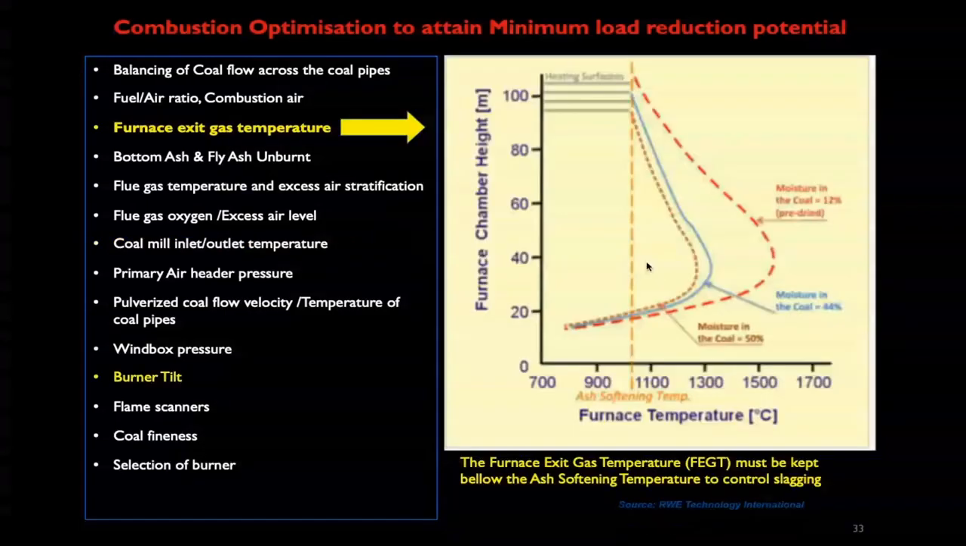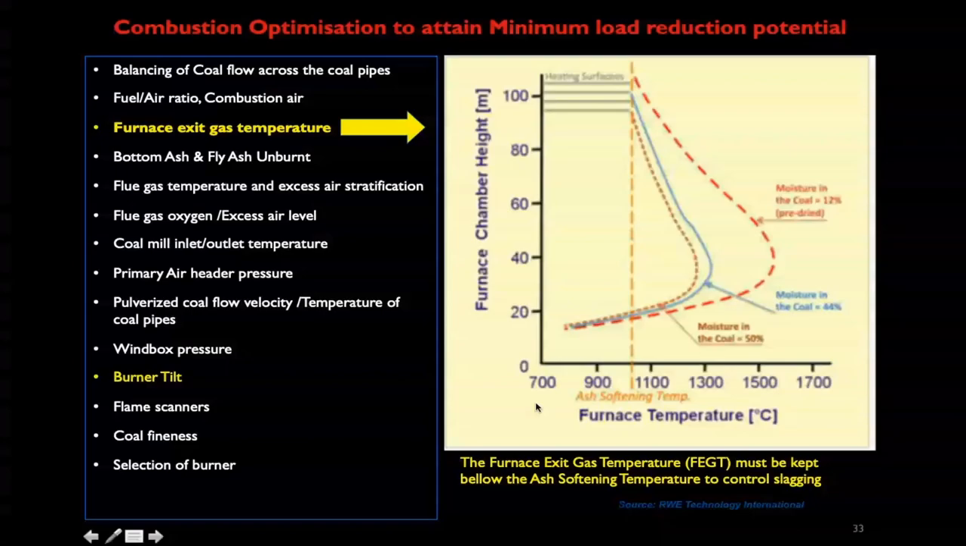Another problem is maintaining your furnace exit temperature. You have seen a lot of cases of clinkering, fouling, deposits in the boiler. It's a very complex thing, but you must have the analysis of your coal that is being fed into the boiler. What is the ash softening temperature of that particular coal? And you target keeping your furnace exit gas temperature below that softening temperature.